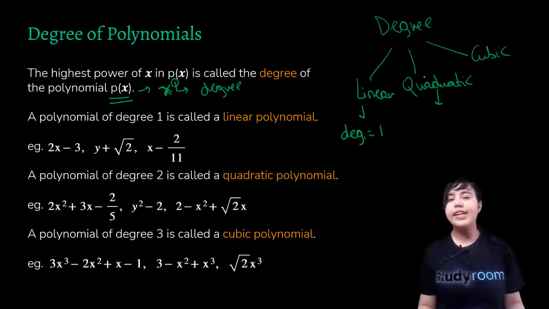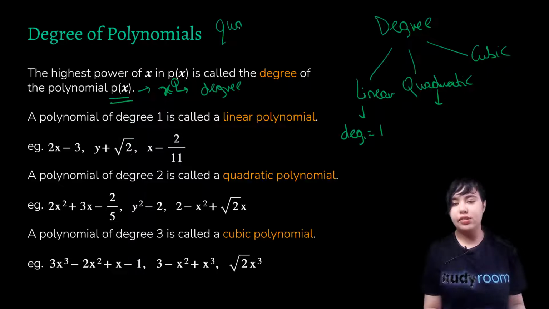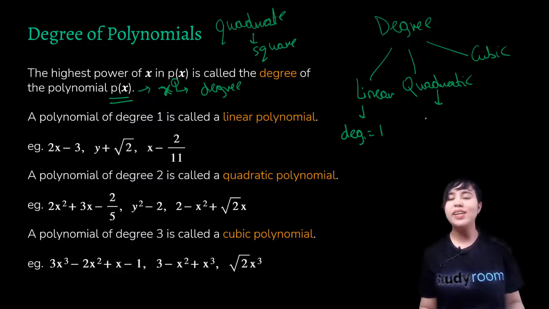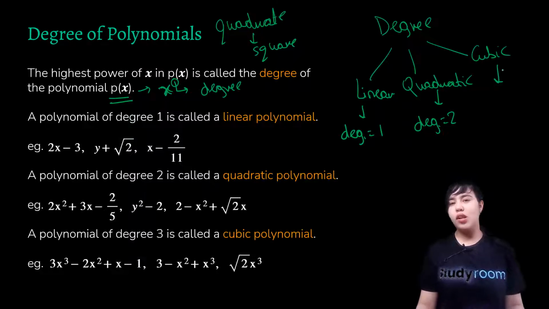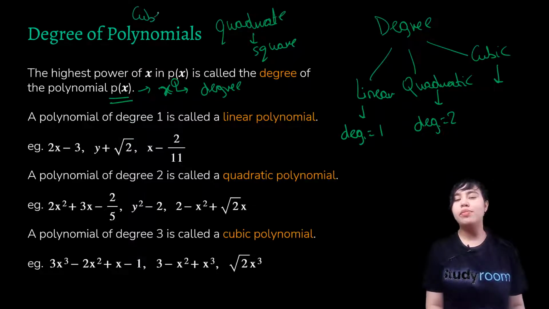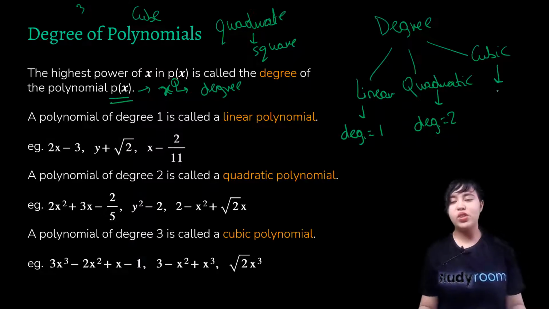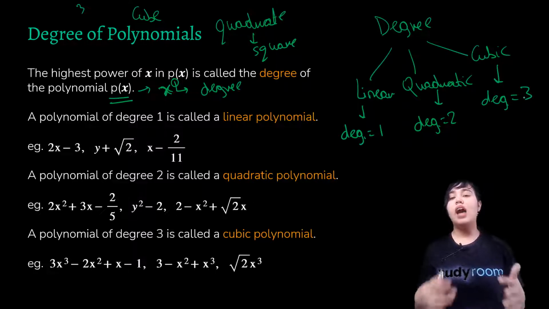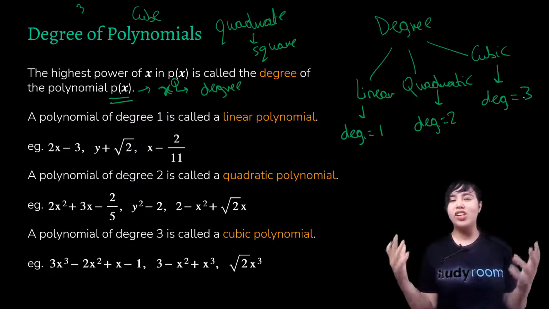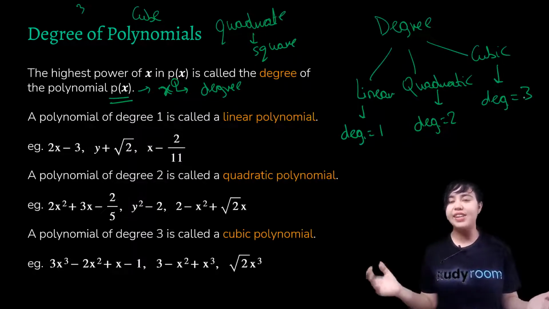Quadratic. Now quadratic comes from the word quadrate, and quadrate means square. So obviously here the degree would be 2. Talking about cubic polynomials, the word cubic comes from cube. So, raised to the power 3, something of that sort. So here the degree is going to be 3. So we just saw how degree can help in classifying polynomials into linear, quadratic and cubic.